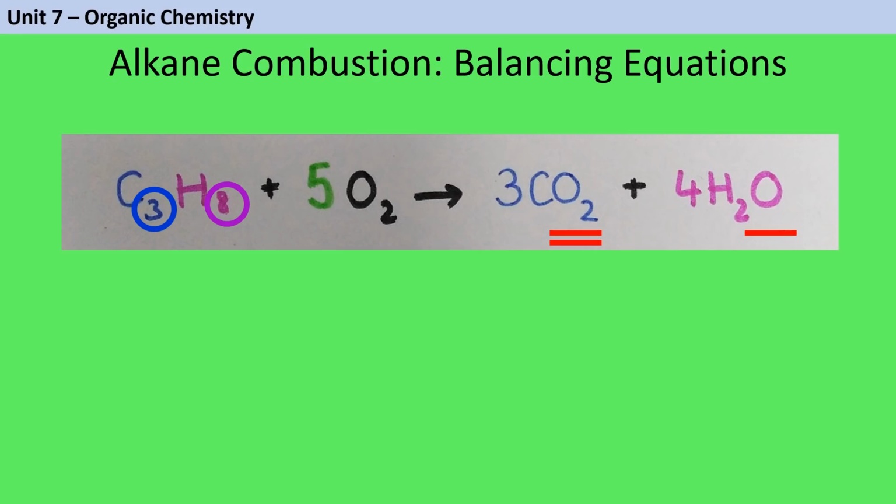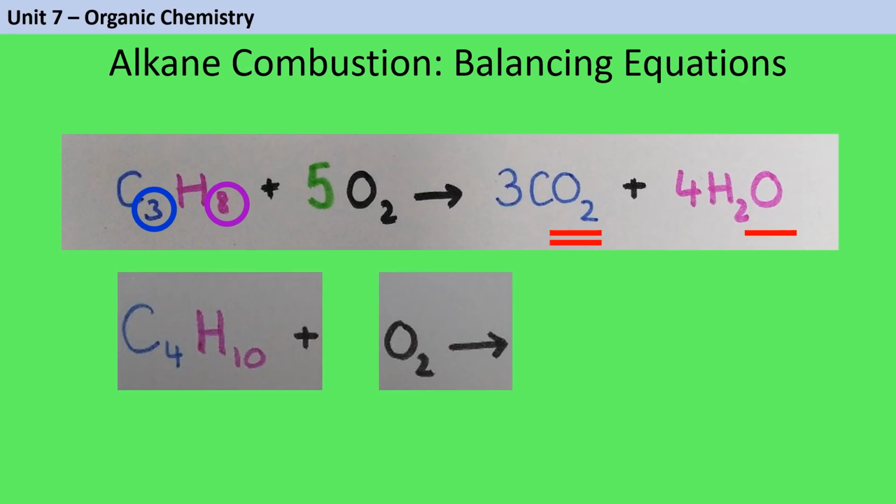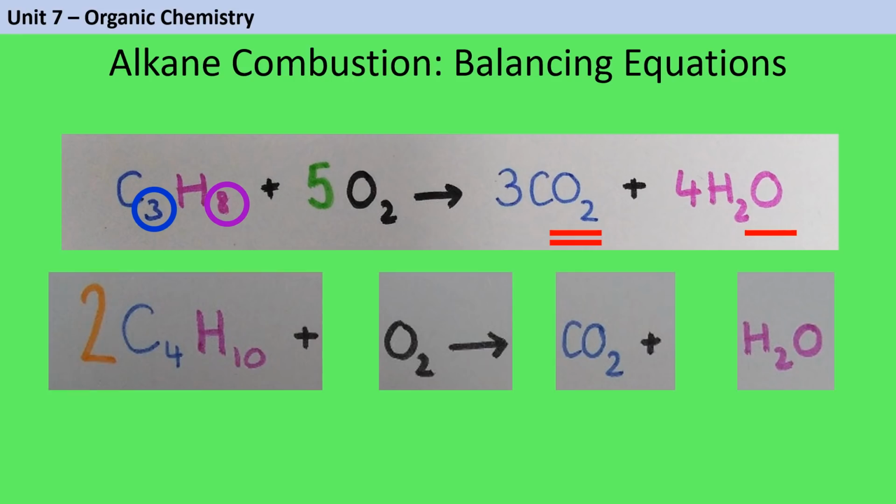So if that's what you've been taught and it's a little bit confusing for you, there is quite a simple fix. Let's take this butane molecule here, which has 4 carbon atoms in it. If it completely combusts in oxygen, it's still going to make carbon dioxide and water. But to avoid that situation where I need a half number of oxygen molecules, before I start, I'm going to double up. So I'm going to start with 2 butane molecules.